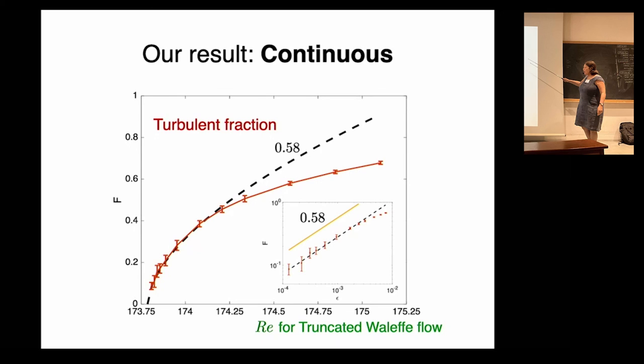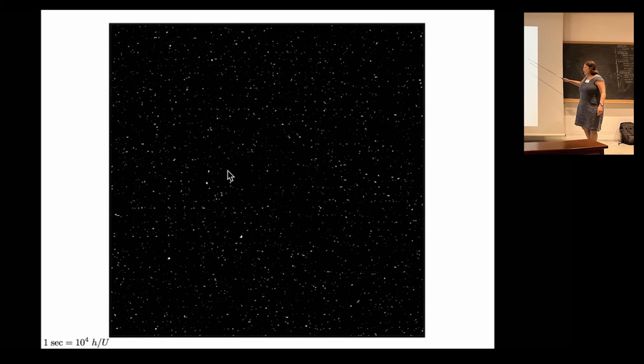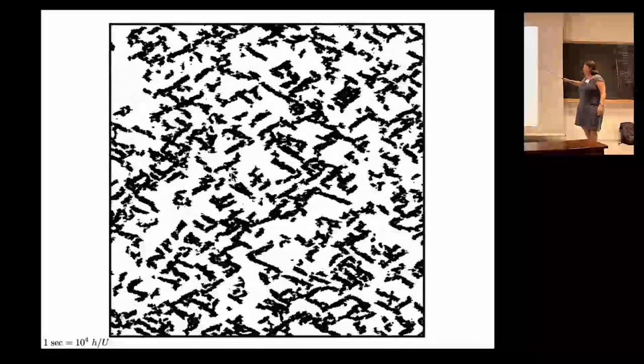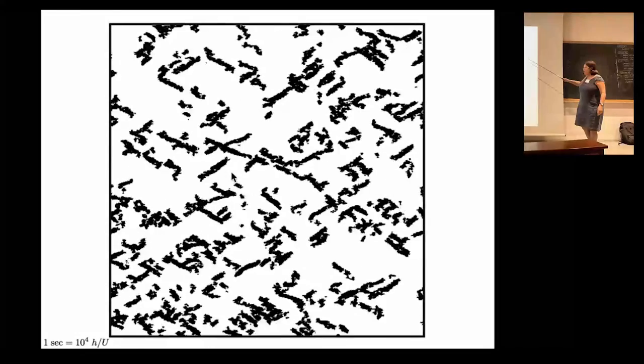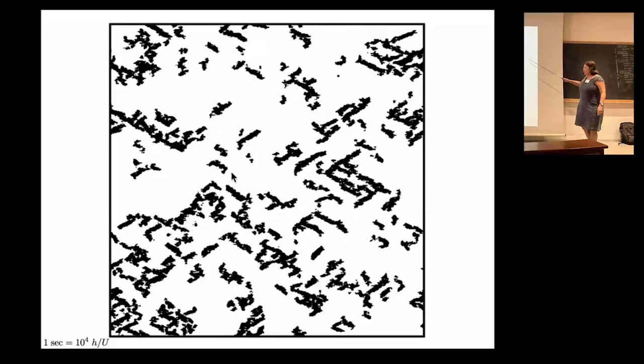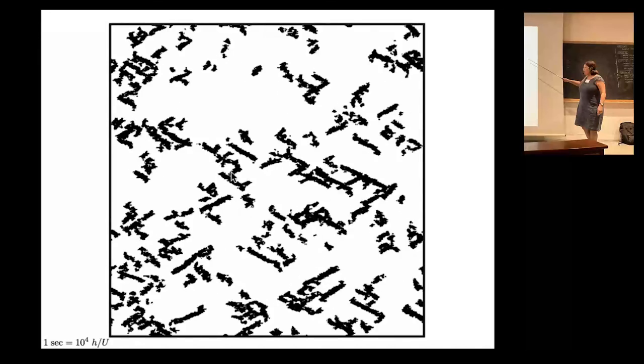And I'm going to end with a movie. Here's the movie. This is, again, a run of Wallet flow, and this is the disappearance of the turbulence. And you see that it's retaining its little sticks. As it dies, it keeps sticks. It's not sand, it's sticks. Isn't that amazing? And that's the end.